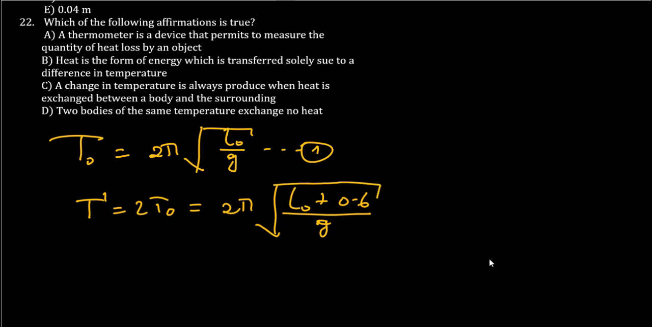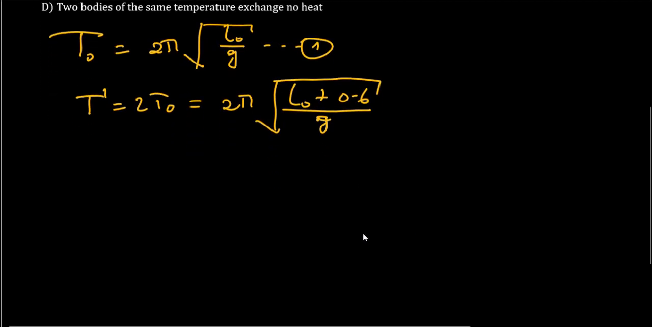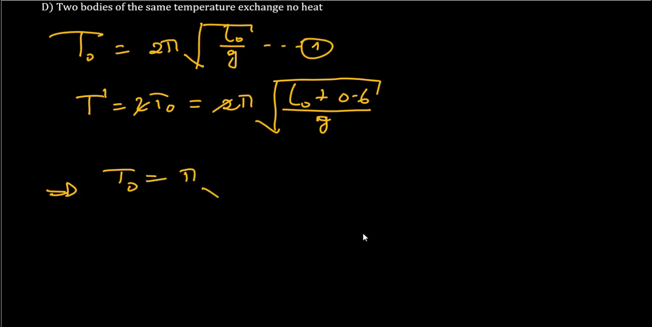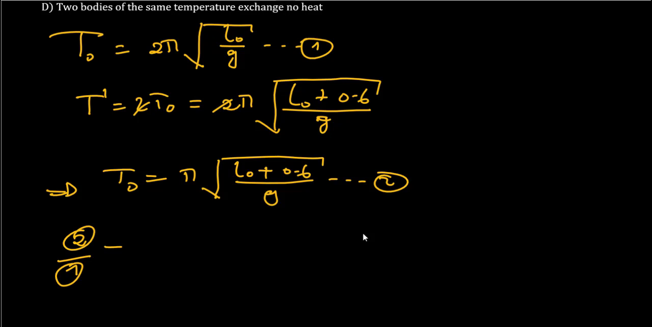So simplifying, 2 and 2 will cancel out, so our T0 will be equal to pi times the square root of L0 plus 0.6, all of that divided by g. I will call this equation 2. So if you take equation 2 divided by equation 1, we will get T0 divided by T0 will be 1, which will be equal to pi divided by 2 pi.